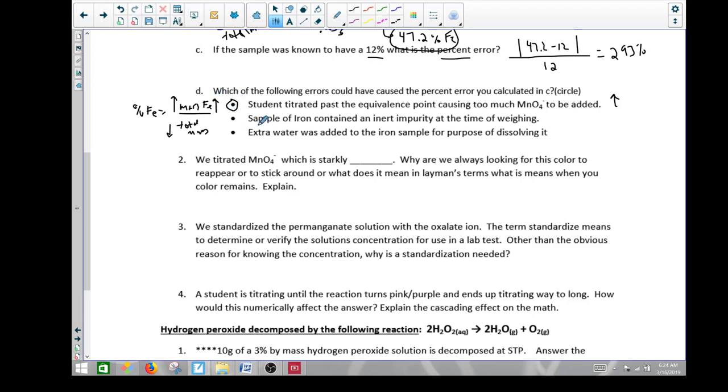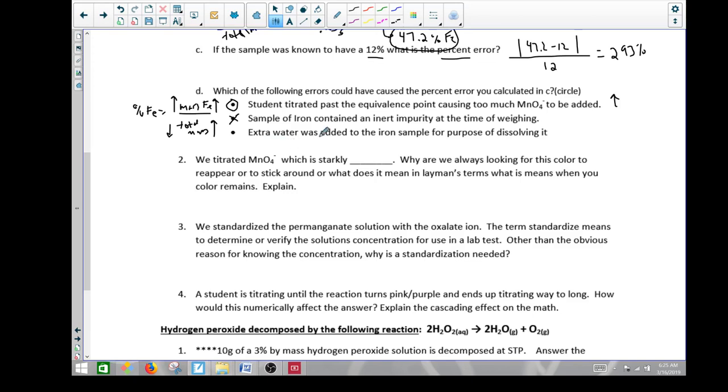Sample of iron contained an inert impurity at the time of weighing. All right. Well, in this case, I guess inert impurity, we know it contains some other things, and that's going to contribute to the overall mass. This, however, if anything, would drive this number up and cause the iron percentage to go down. So that's not going to have any effect. That is not the desired error we would want.